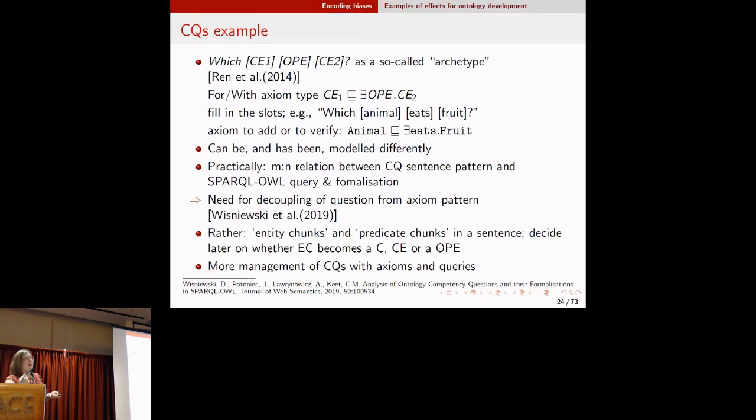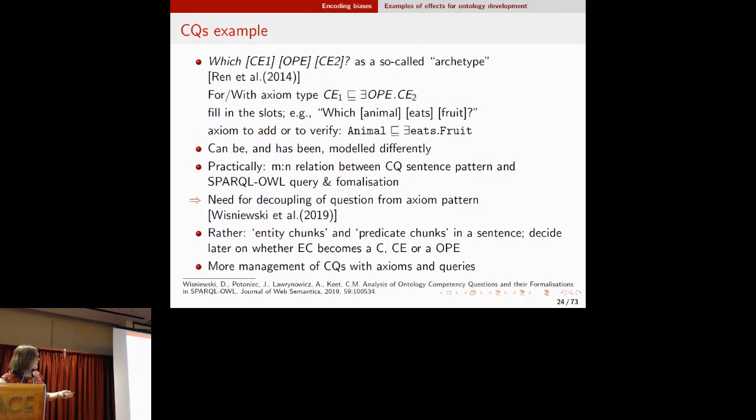And it also means there are different requirements on the queries, the SPARQL-OWL queries, that you have to formulate to be able to check your ontology on whether that competency question has been satisfied, basically. So we use in that case rather entity chunks and predicate chunks, also here separating the ontology, the axiom layer, from the linguistic and the language layer, because there are different ways for that.